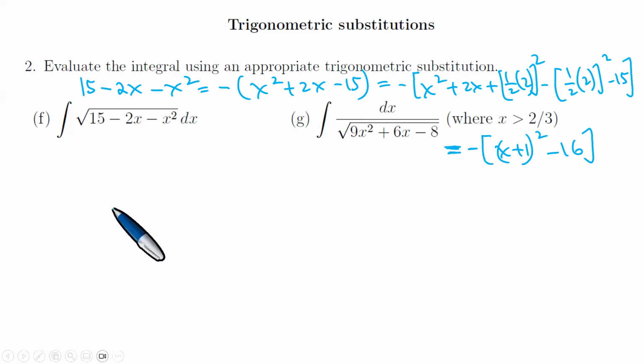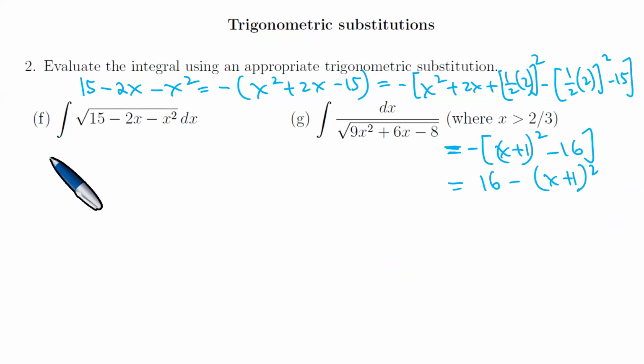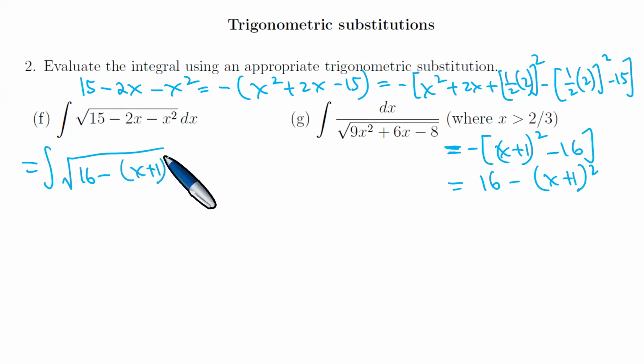Okay, so in the end, now we have completed the square. If we multiply through by the negative, negative by negative becomes plus, so we have 16 minus (x plus 1) squared. So to integrate this, we must integrate the square root of 16 minus (x plus 1) squared.